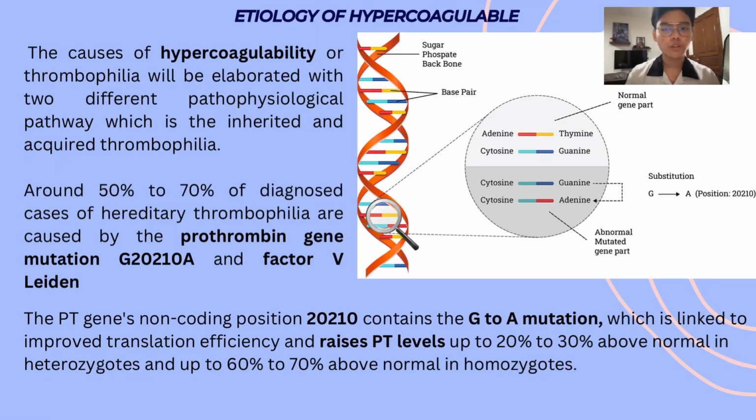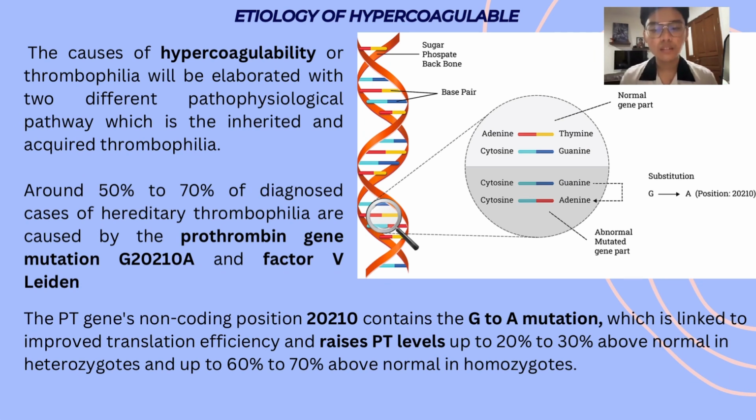Etiology of hypercoagulable. The cause of hypercoagulability or thrombophilia will be elaborated with two different pathophysiological pathways, which are inherited and acquired thrombophilia. Around 50% to 70% of diagnosed cases of hereditary thrombophilia are caused by prothrombin gene mutation G20210A and factor V Leiden.